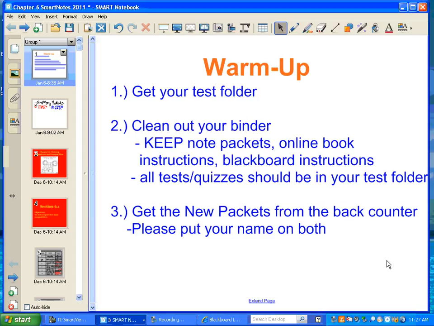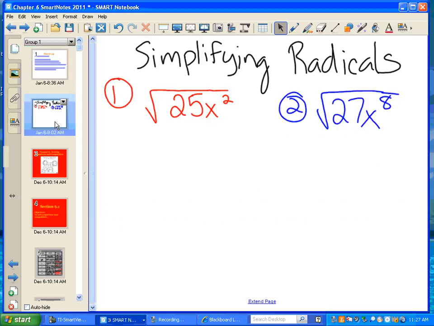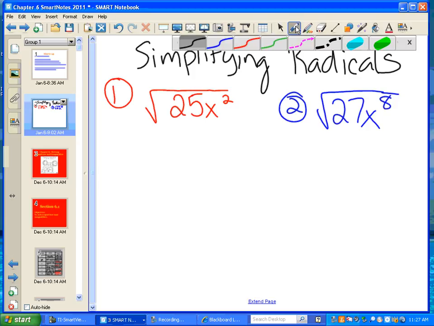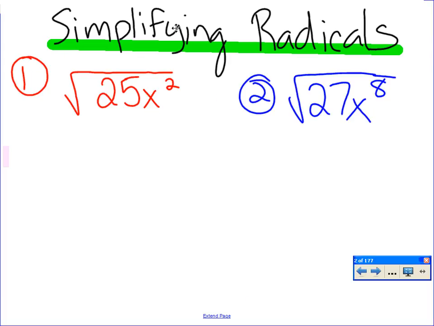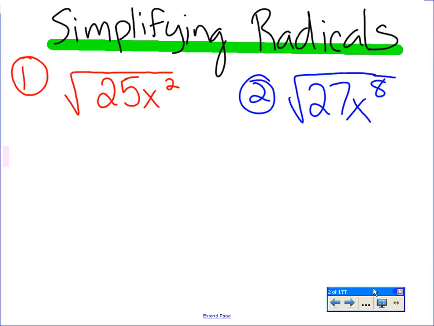Okay, first thing I want you to do is open up your note packet, which is the blue one. There's a blank white paper in the front, so I want you to open that up to the very front white blank paper. At the top of that, I want you to title it Simplifying Radicals, please.